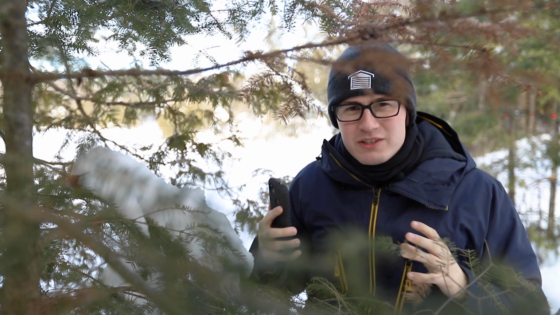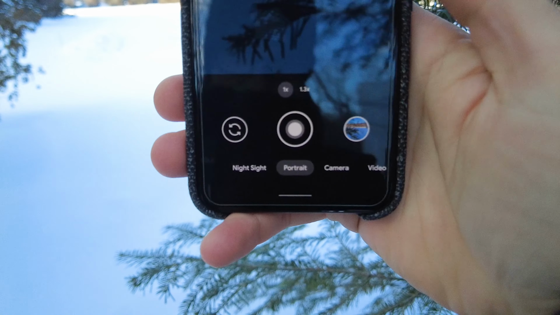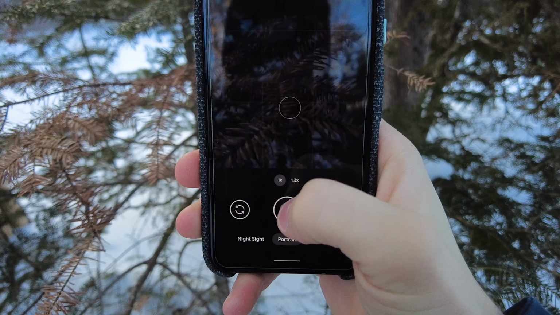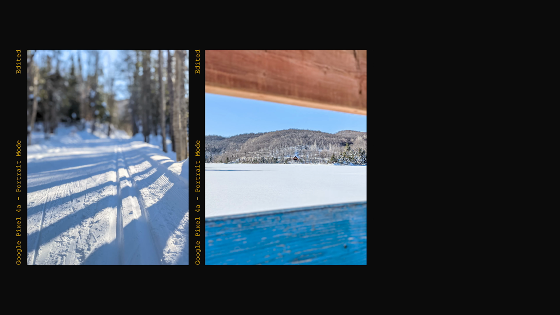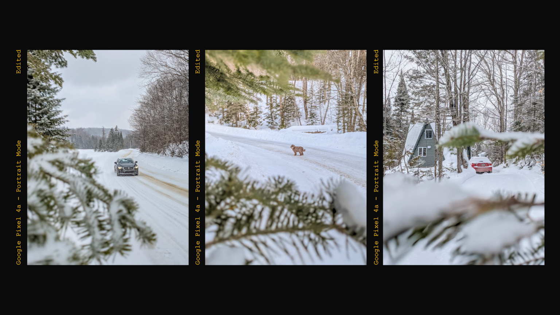Hey everyone, today I'm going to answer one of my most asked questions, which is how to get better pictures using your portrait mode on your phone. I'm going to be using my Google Pixel 4a, but this works with whatever smartphone has a portrait mode on it. I'm also going to talk about when to use the mode.